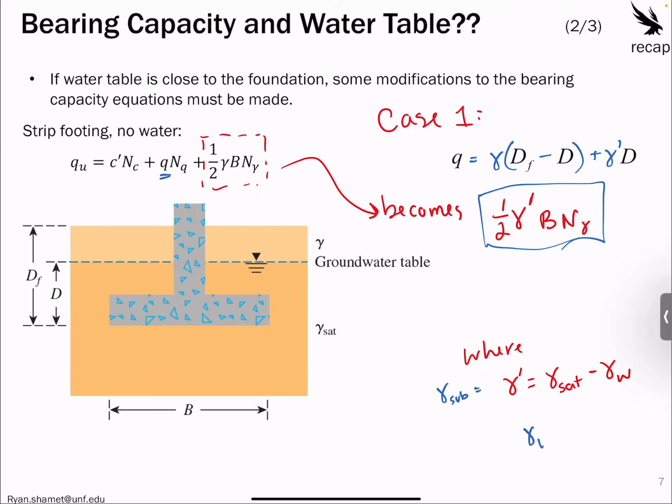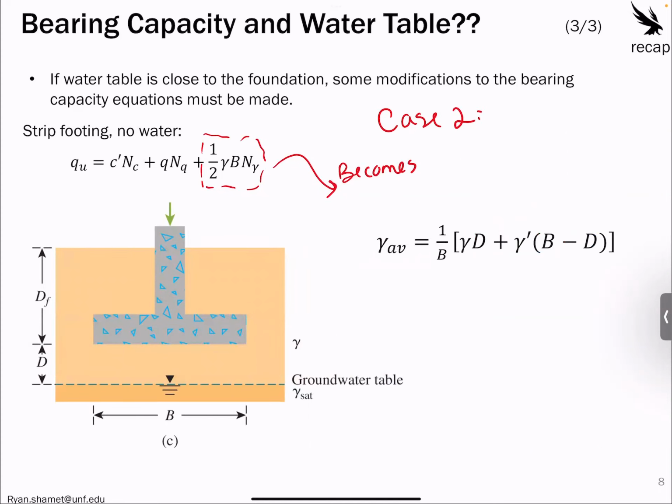So unit weight of water is either 62.4 pounds per cubic foot or 9.81 kilonewtons per cubic meter. So that's for case 1.